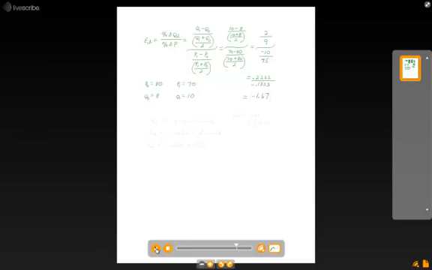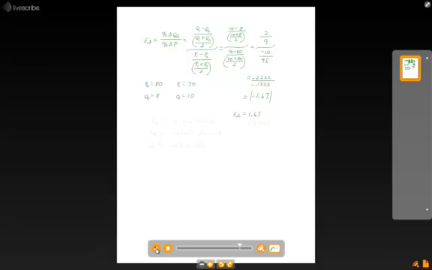Now, on the elasticity of demand problem, the last thing that you always want to do is to go in and take your absolute value. And so your elasticity of demand in this case is going to be equal to 1.67.